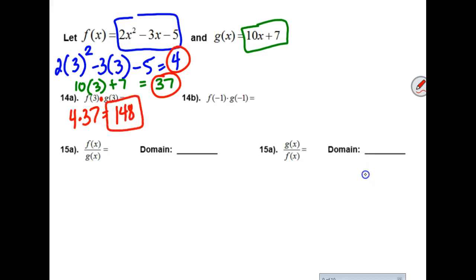Cool. 14b is similar. Try that one. Make sure if you're doing this on your home screen that you're using parentheses around a -1 for x, because if you don't use them properly, you're going to get the wrong sign on that first function.